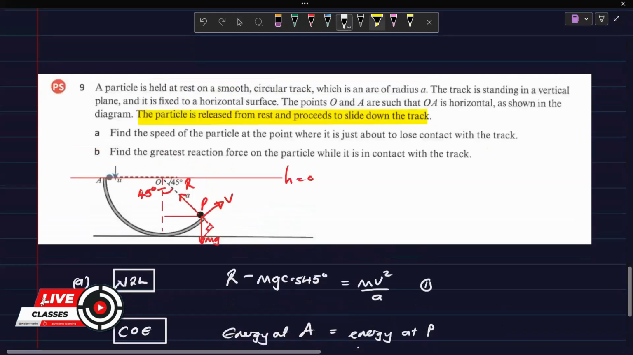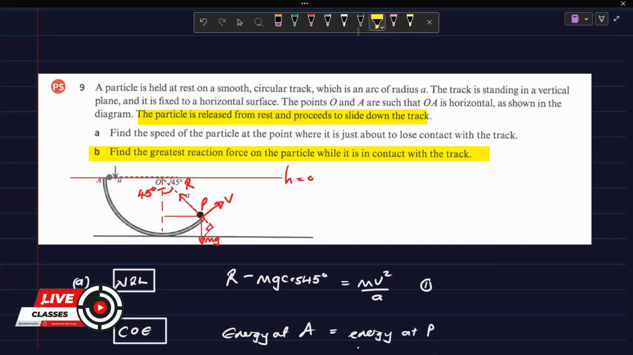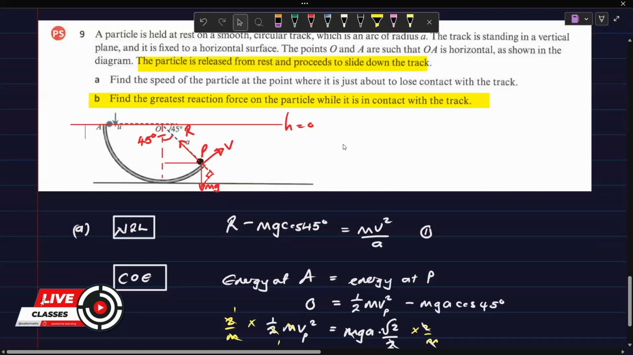Let's go on to part B. Part B says, find the greatest reaction force on the particle when it is in contact with the track. The greatest reaction force will happen when the particle is at the lowest point. So when the particle is at this point, the weight will be acting vertically downwards, and the weight is mg. We also have the reaction force, which is the maximum reaction, R.